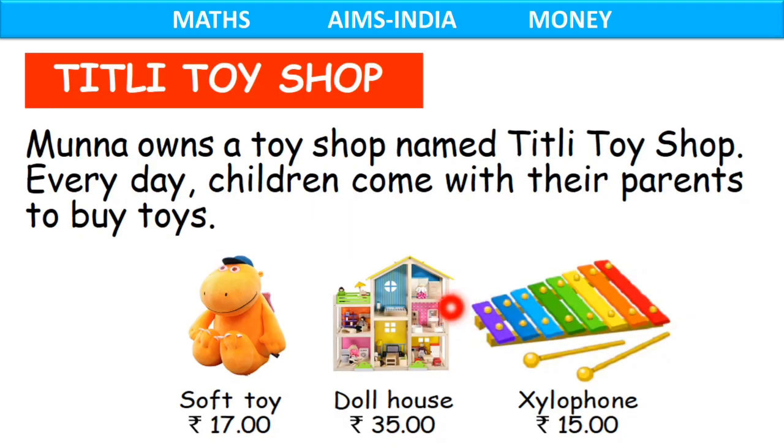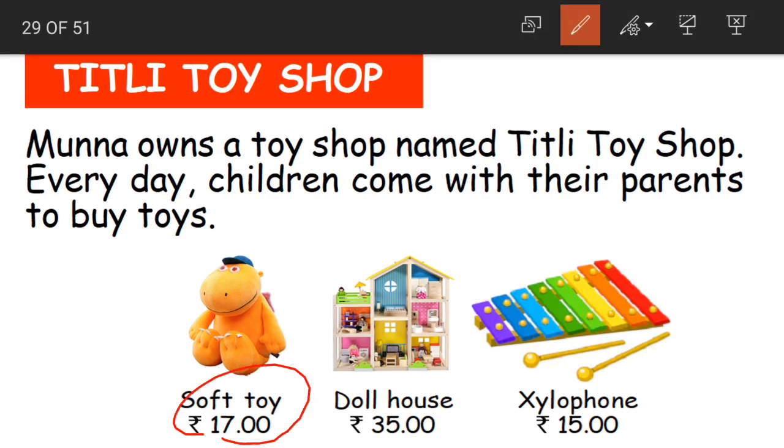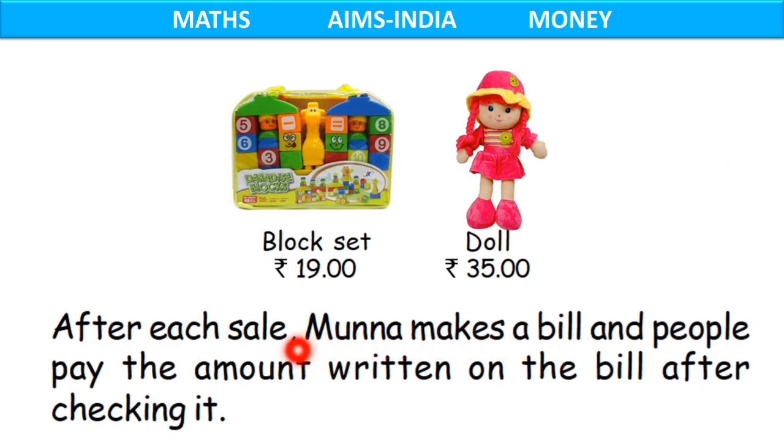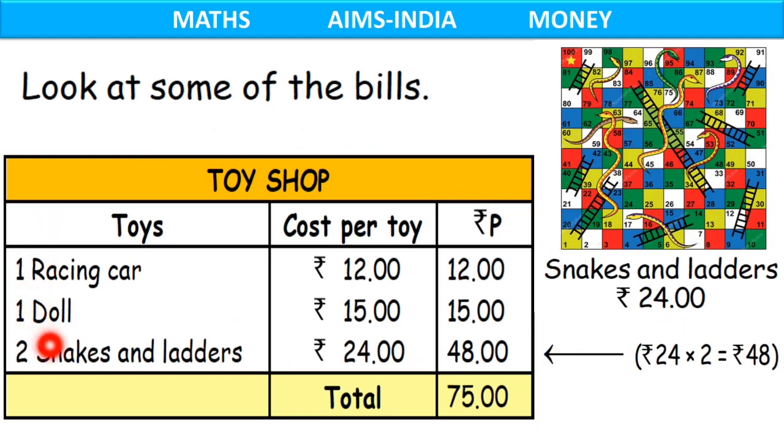Now coming to the next one, here again we are having a Titli toy shop, children. Yes, every day children come with their parents to buy toys. These are the different toys available, and below here you can see the cost of each toy. Now after each sale, Munna makes a bill and people pay the amount written on the bill after checking it. See, this is a bill.